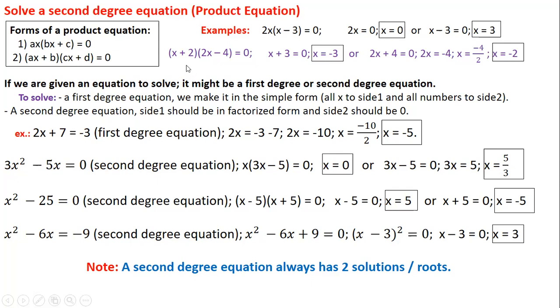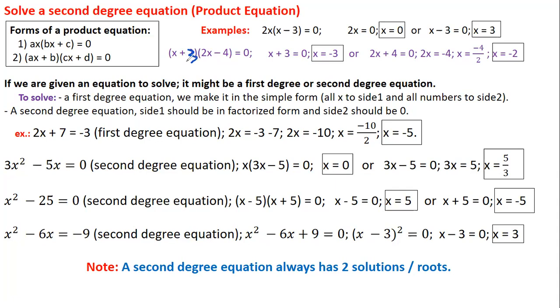The second form, where we have a binomial multiplied by a binomial equal to 0, so this is a product equation equal to 0. So I say x, here we have x plus 3. So let me write this in my example. It's not x plus 2, let it be x plus 3. So we have x plus 3 times 2x minus 4 is equal to 0.